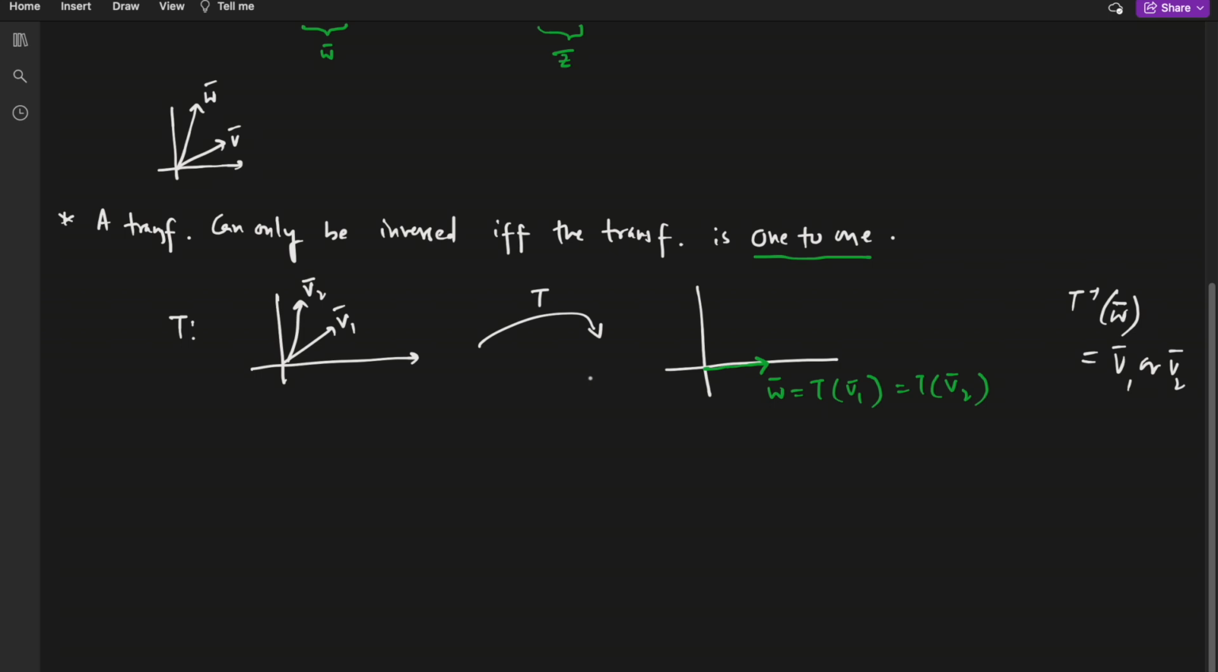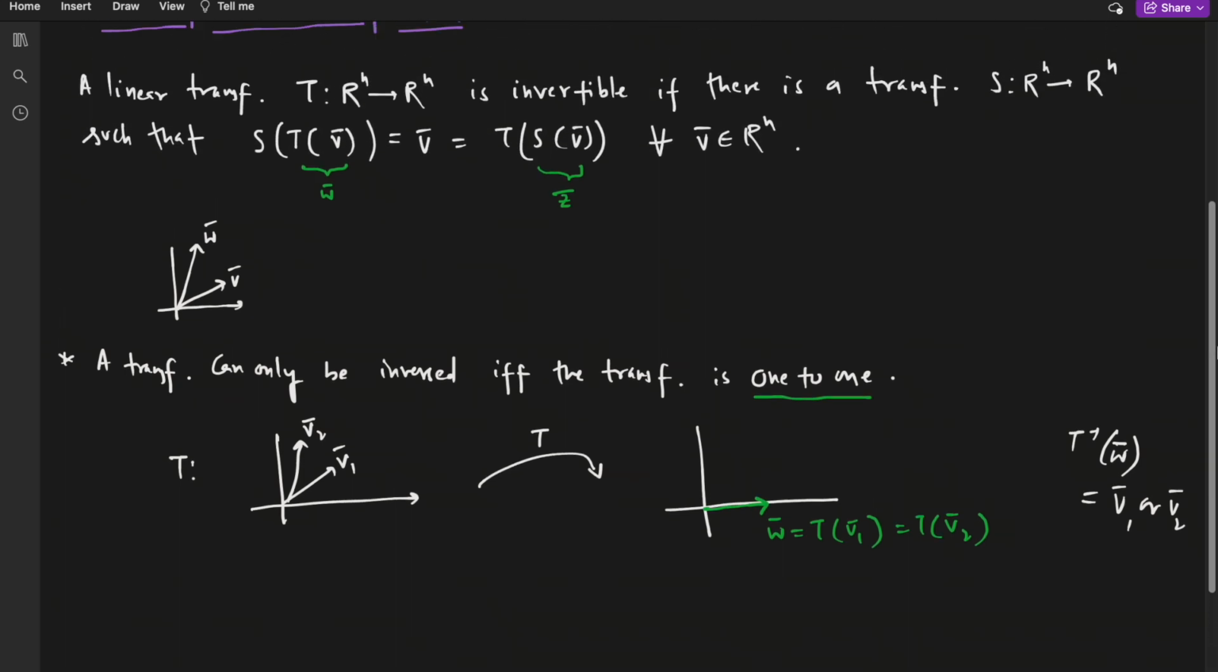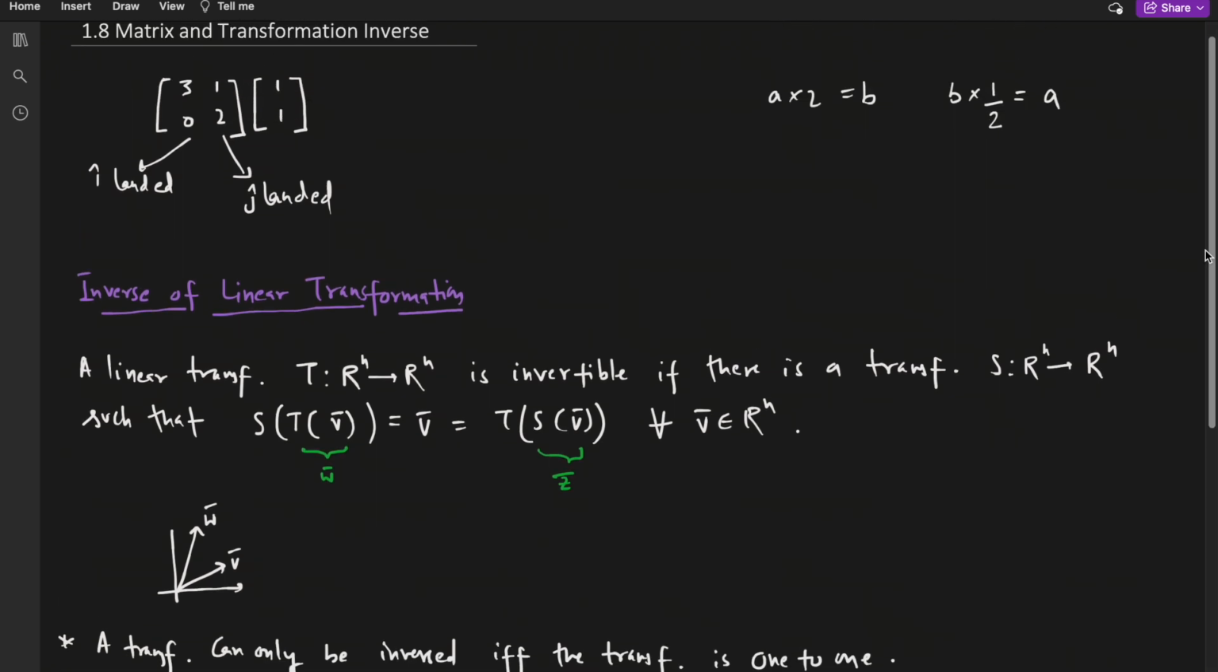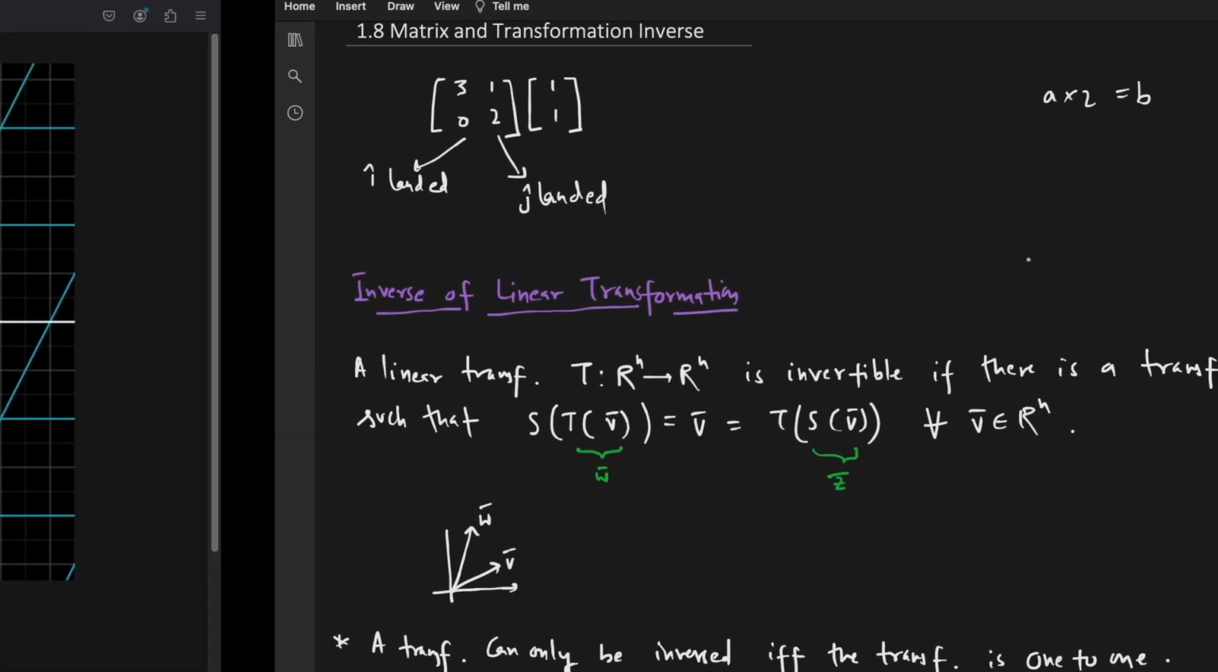We can only go from V1 and V2 to W. We cannot go in the backward direction. We cannot come up from W to V1 and V2, right? This is not possible. So what an inverse does is kind of an undoing effect. We will see this for the same example.